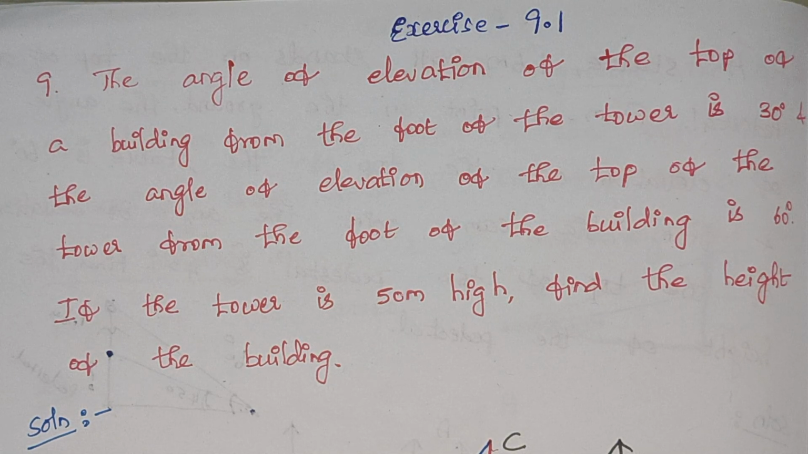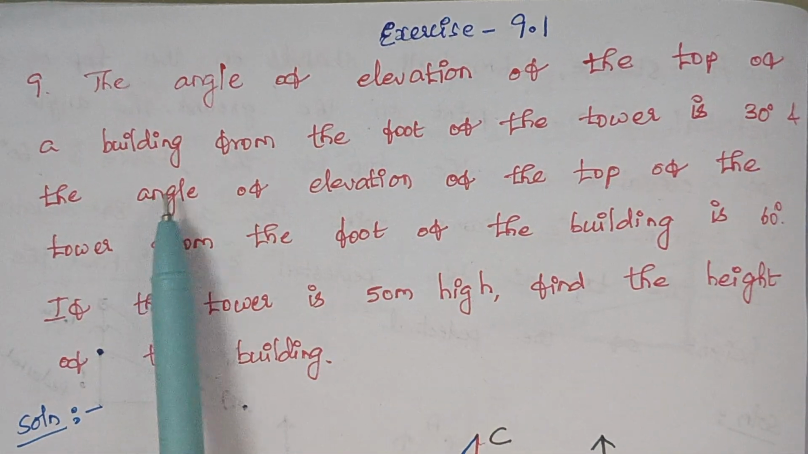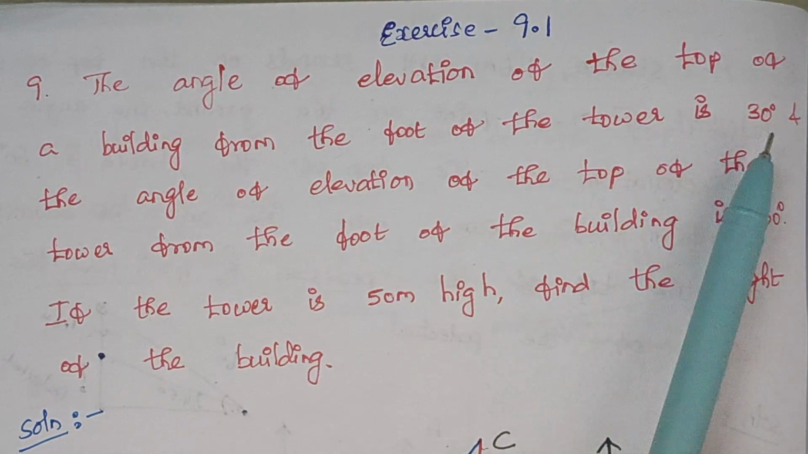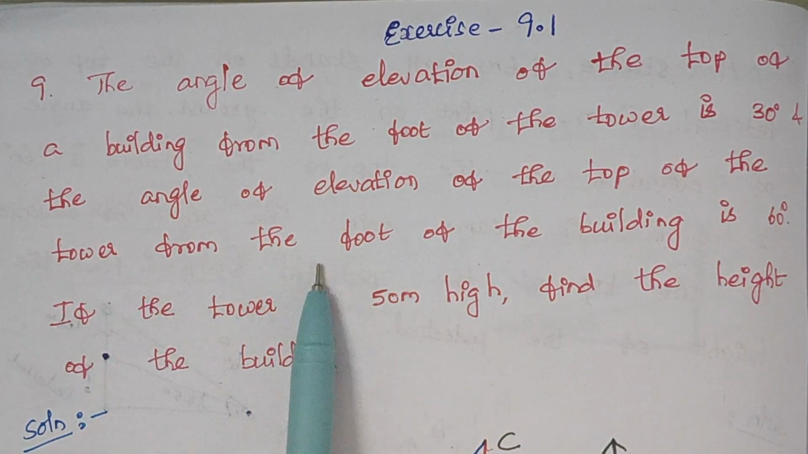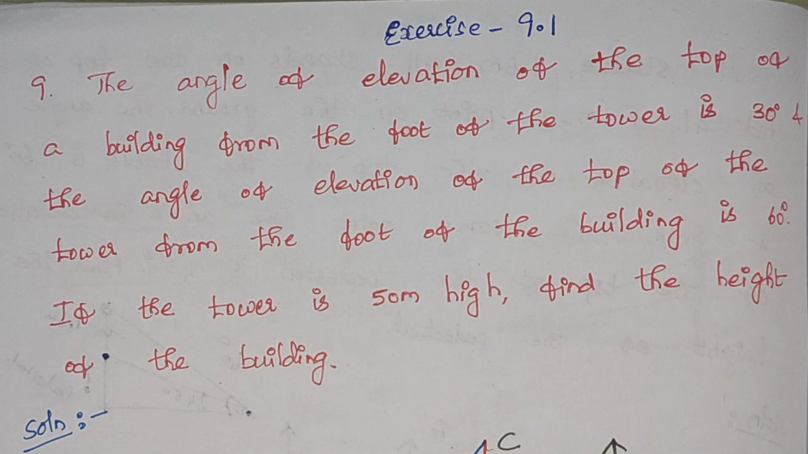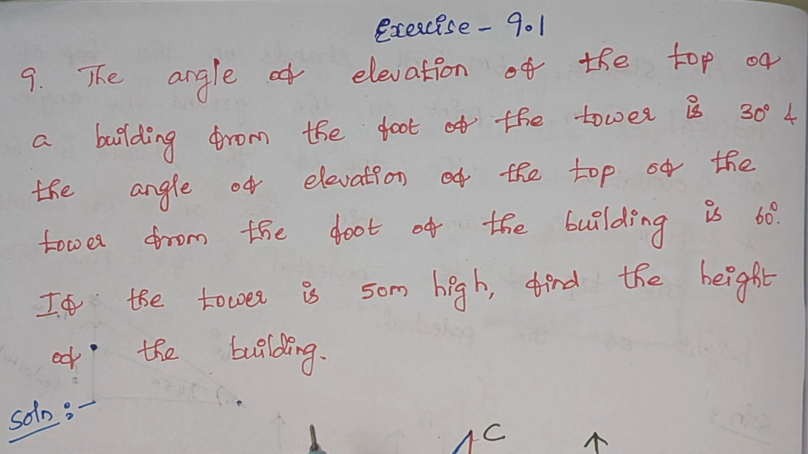Today we are going to solve problems 9 and 10 in exercise 9.1. The problem is: the angle of elevation of the top of a building from the foot of a tower is 30 degrees, and the angle of elevation of the top of the tower from the foot of the building is 60 degrees. If the tower is 50 meters high, find the height of the building.